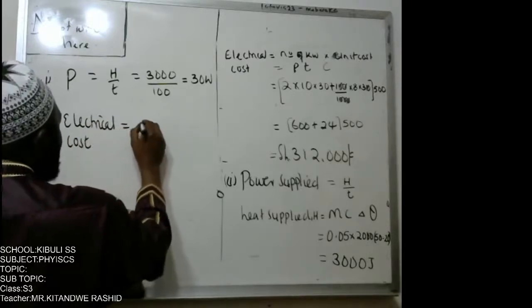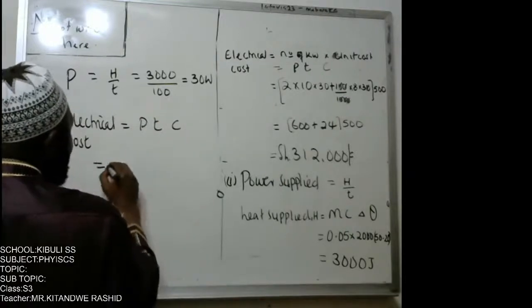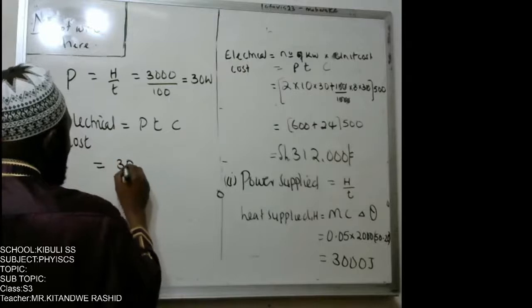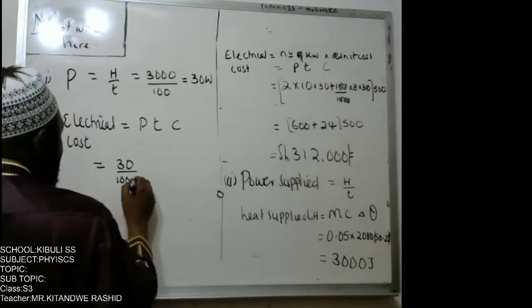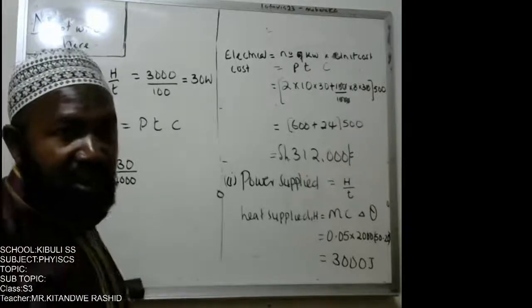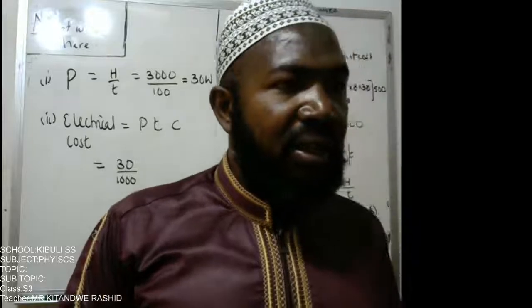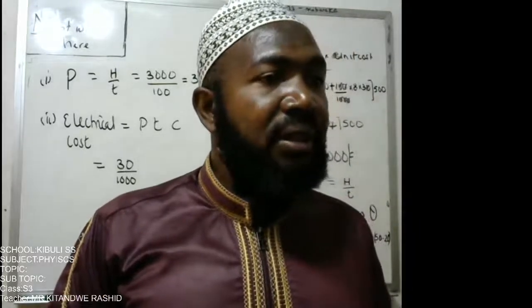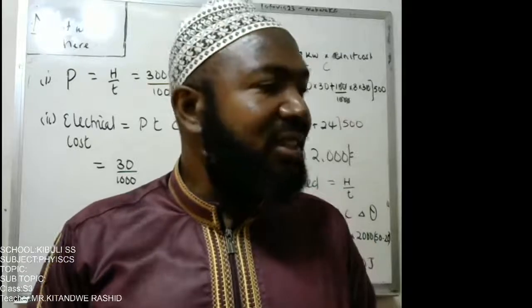Energy is going to be equal to PTC. The power is 30 watts. We convert to kilowatts. And each day, what are we consuming? The time is? The time is 100 seconds.